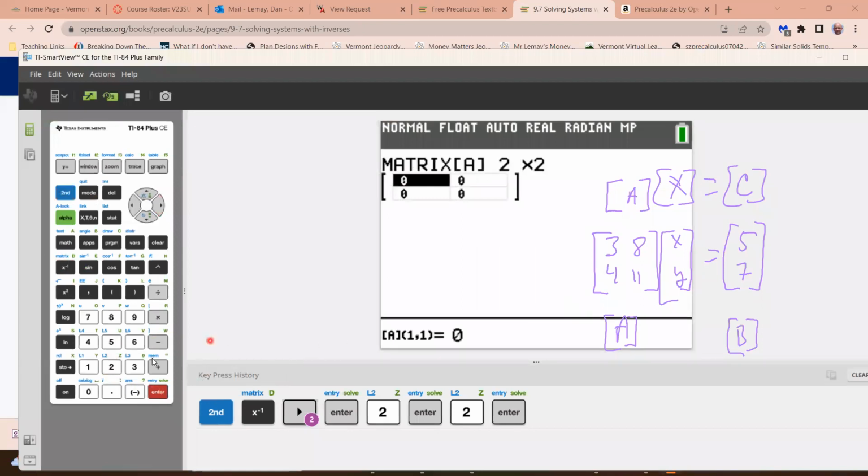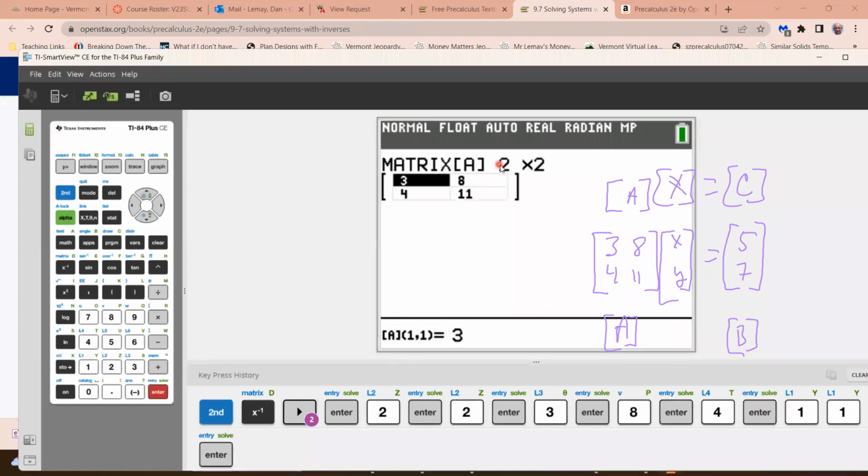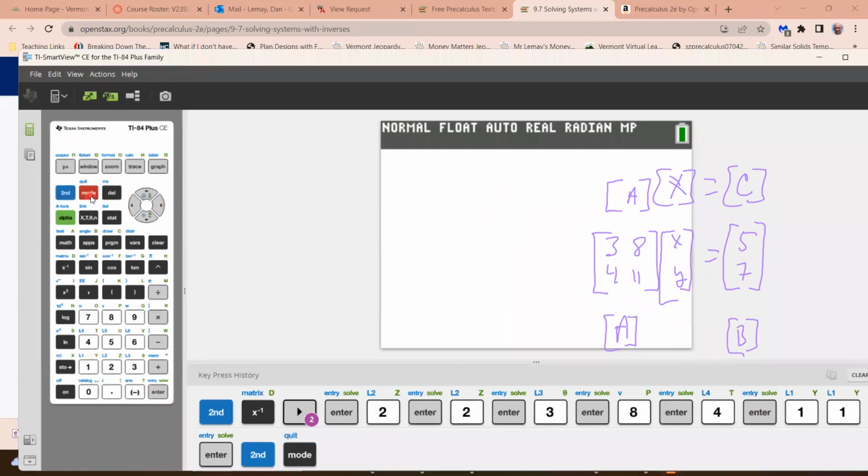And then we're going to type in the numbers, 3, enter, and it goes across. As you can see, it goes across. 4, enter, and then 11, enter. I can't tell you how many times I've messed up and not changed the dimensions, okay? So I'm going to quit this now. I quit this, go back to the home screen.